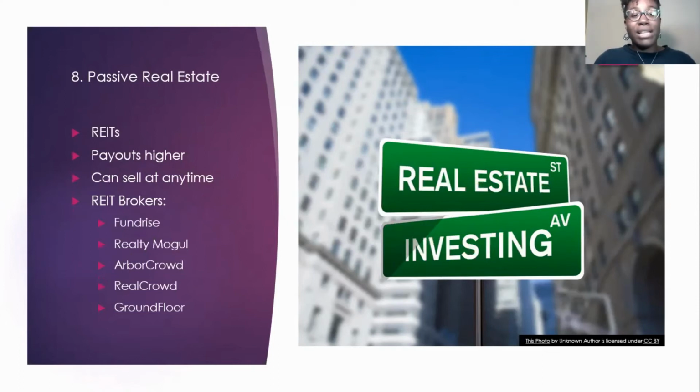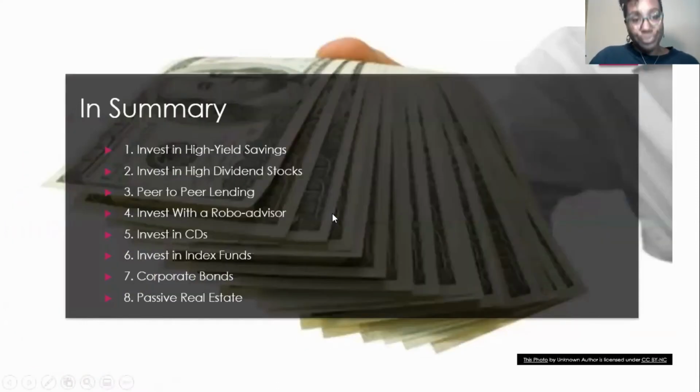All right, and some real estate investment trust brokers are Fundrise, Realty Mogul, Arbor Crowd, Real Crowd, and Ground Floor. All right, so as a recap, in summary, the easy ways that you can get passive income is obviously investing, because you can just put your money in whatever and just let it go. You don't have to think about it or worry about it. So the 8 we talked about today are: invest in a high yielding savings account, invest in high dividend stocks, peer-to-peer lending, invest with a robo-advisor, invest in CDs, invest in index funds, corporate bonds, and passive real estate.